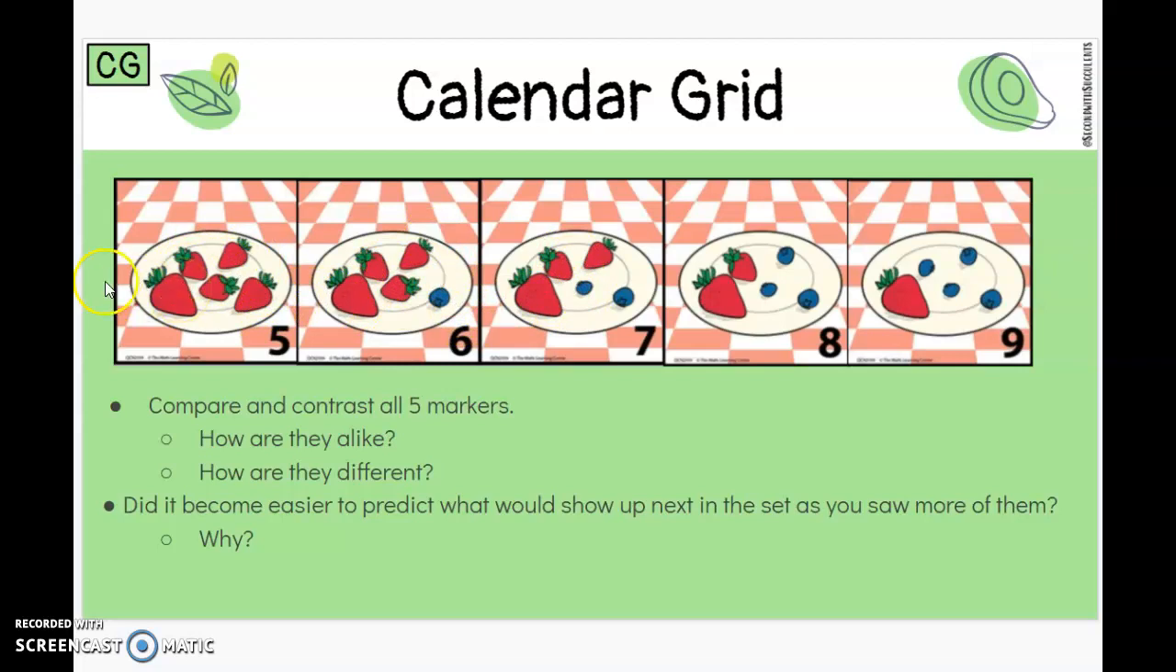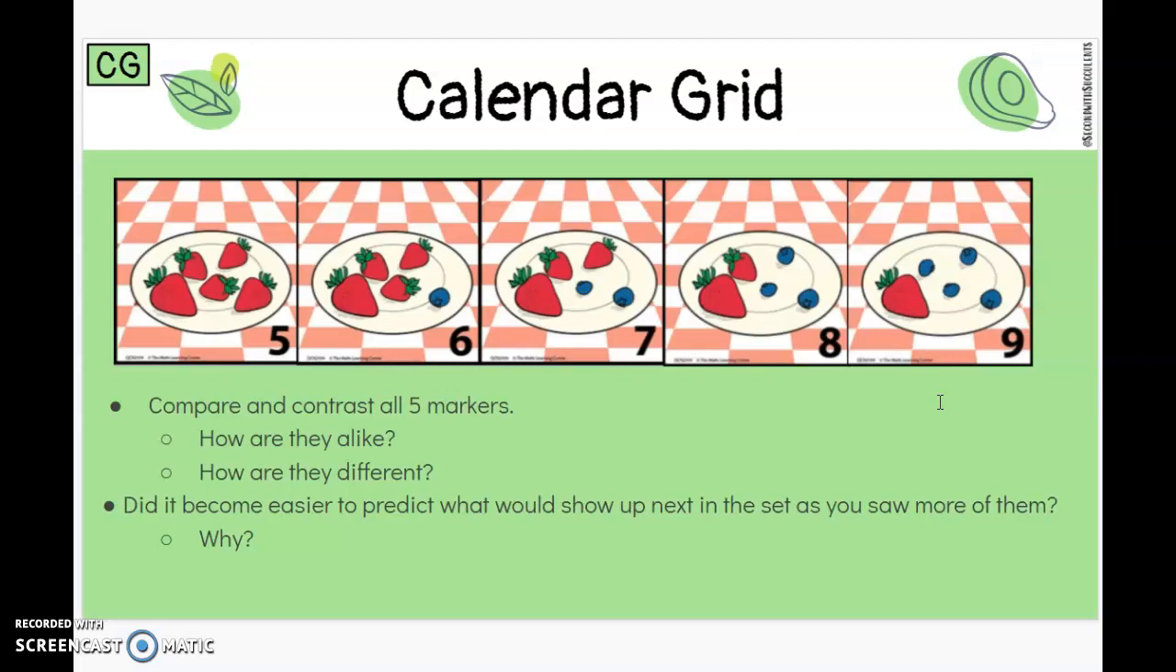Now, how are they different? Well, you may be thinking that, well, they're different because this plate right here doesn't have any blueberries. The next plate has 1 blueberry, and the others have more over here. And as we look at every plate, we're seeing more blueberries as we go, and less strawberries. That's something that's different.